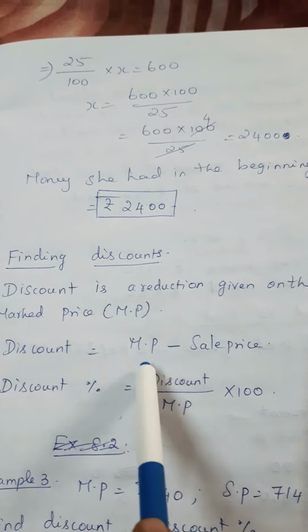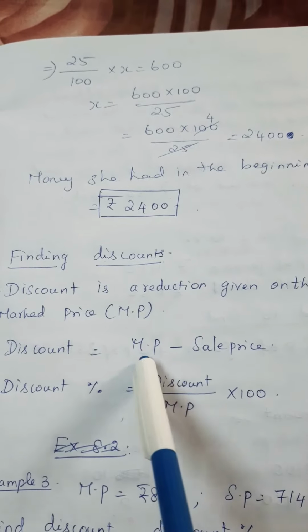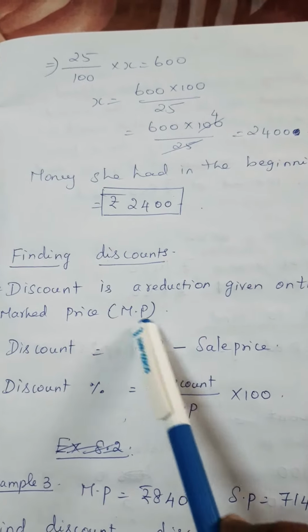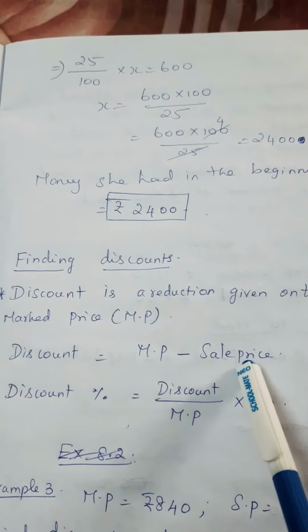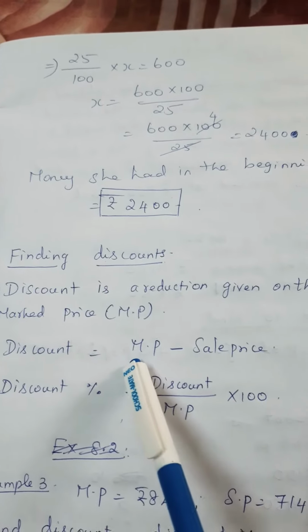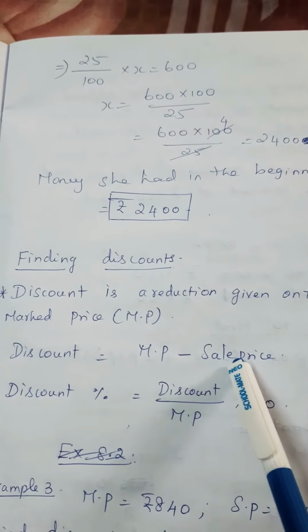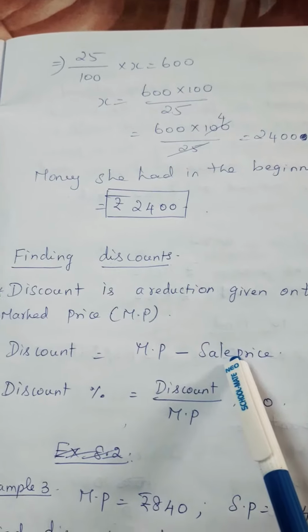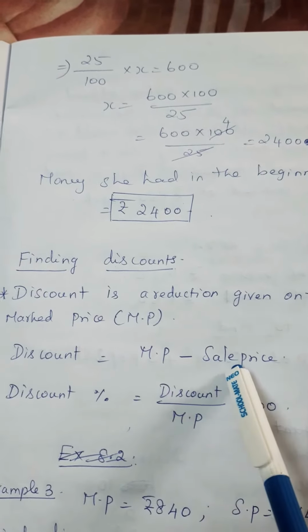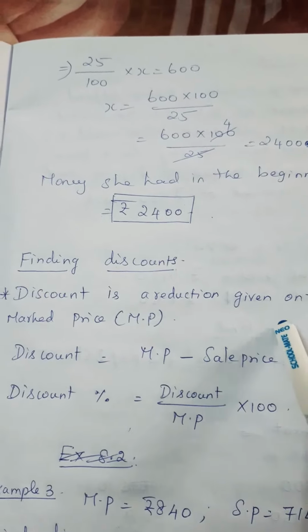Discount can be written as marked price minus selling price. Just now I said the marked price of the saree is 5000. They will give the discount as 500 rupees. So your granny will buy the saree for rupees 4500. So 5000 minus 4500 is 500 rupees. That is the discount for the saree. So discount equals marked price minus selling price, or sale price. Okay. Discount percent can be written as discount by marked price into 100.